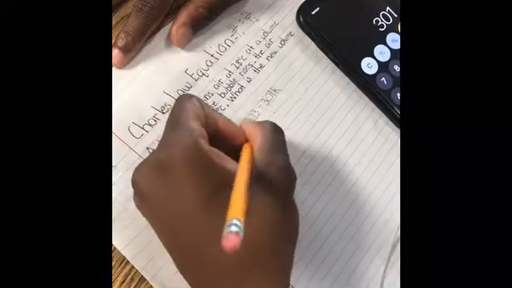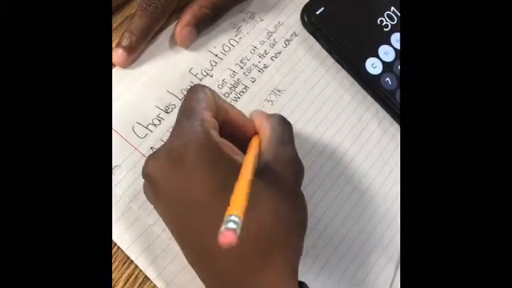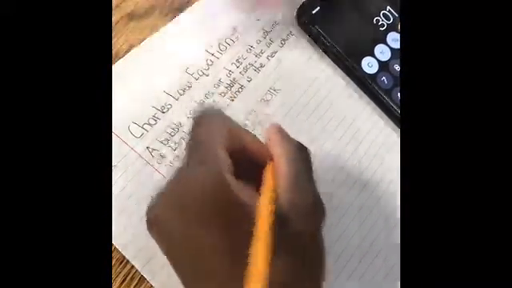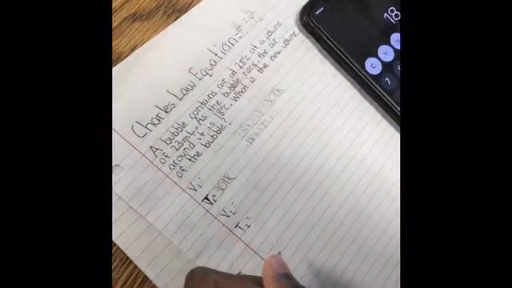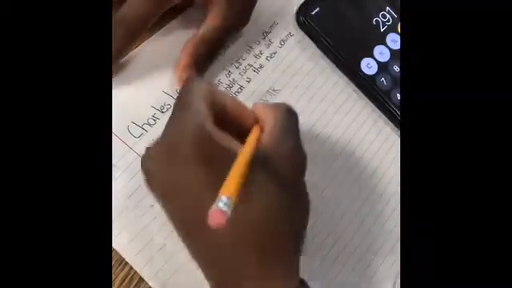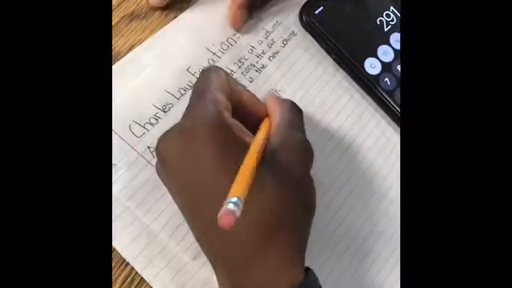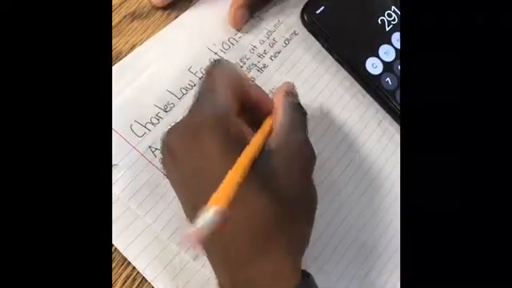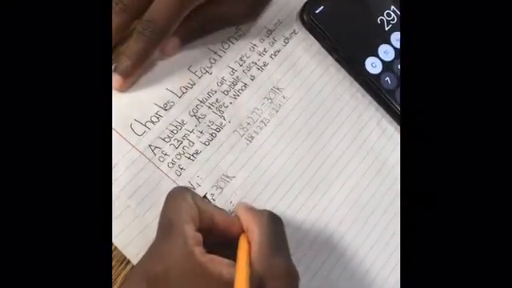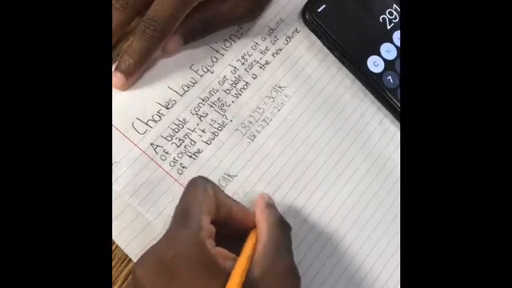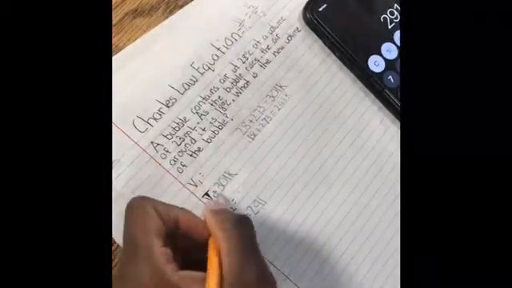Next thing we do, we add the second temperature. We do 18 plus 273. We get 291 Kelvin. Don't forget your units. Now you find for V1 and V2.